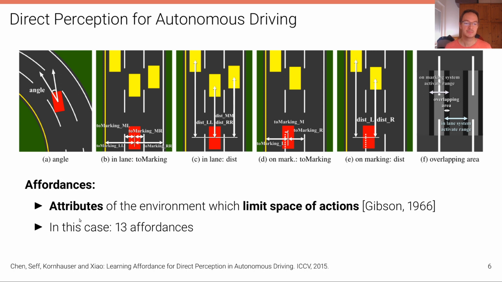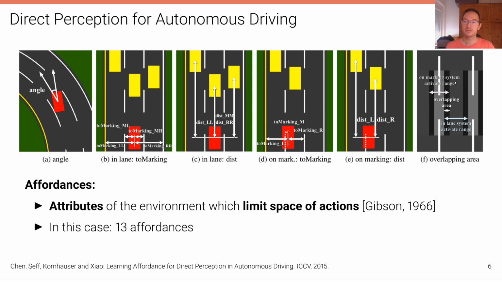And in this case, in this particular paper, they have designed 13 particular affordances that are illustrated here on this slide in order to implement driving on a highway with 3 lanes. The first affordance is the angle relative to the road. Obviously, you need to know the angle relative to the road in order to steer the vehicle.